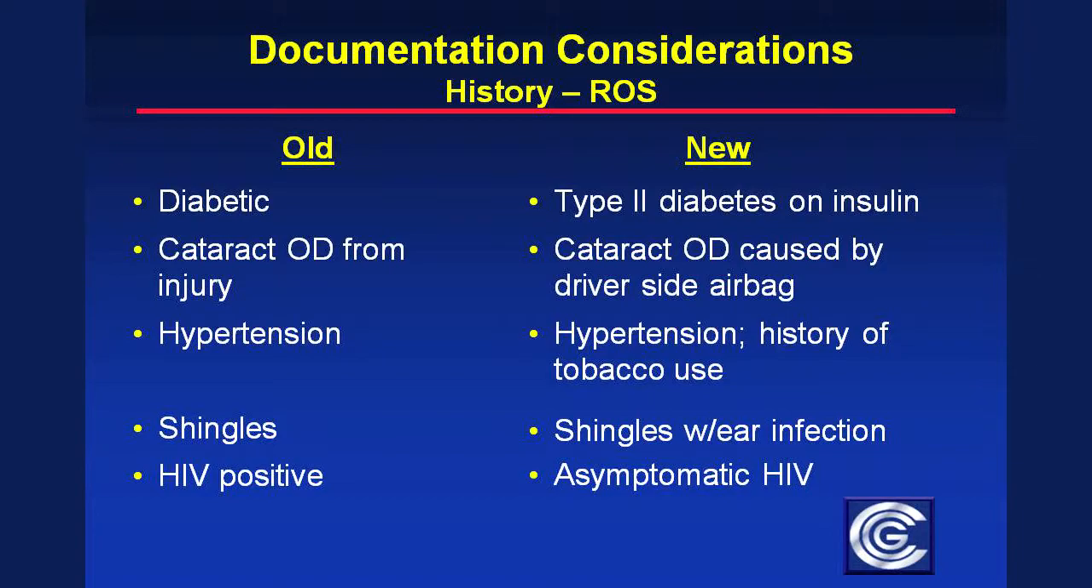ICD-10 leads to a requirement for more detail. It all begins with the history taking. Diabetes will require more detail at intake. Injuries will require detail on how they are caused. Hypertension coding is affected by other factors, such as tobacco use.